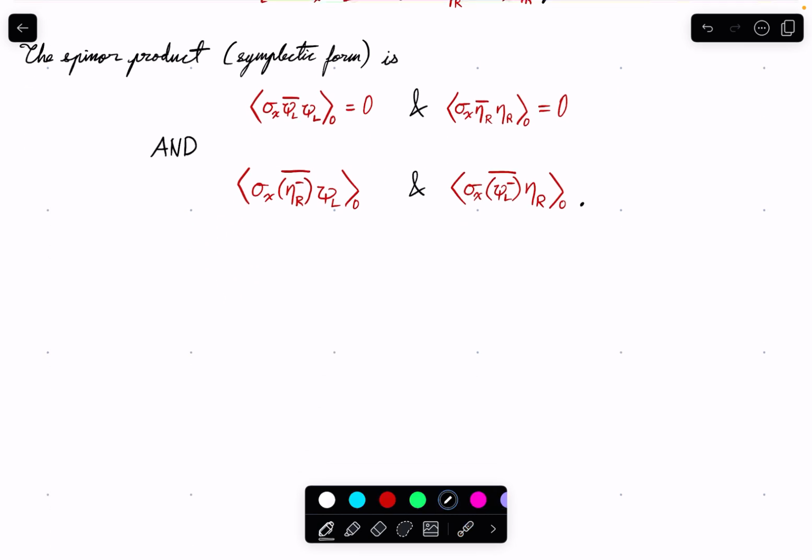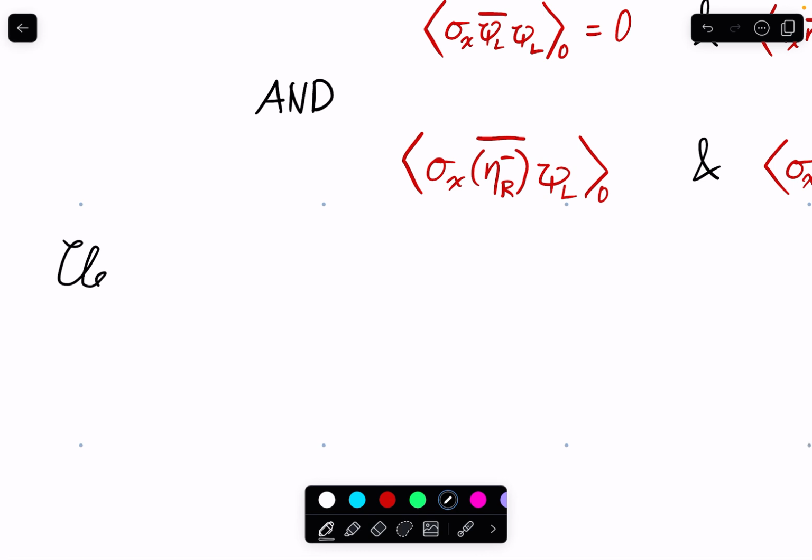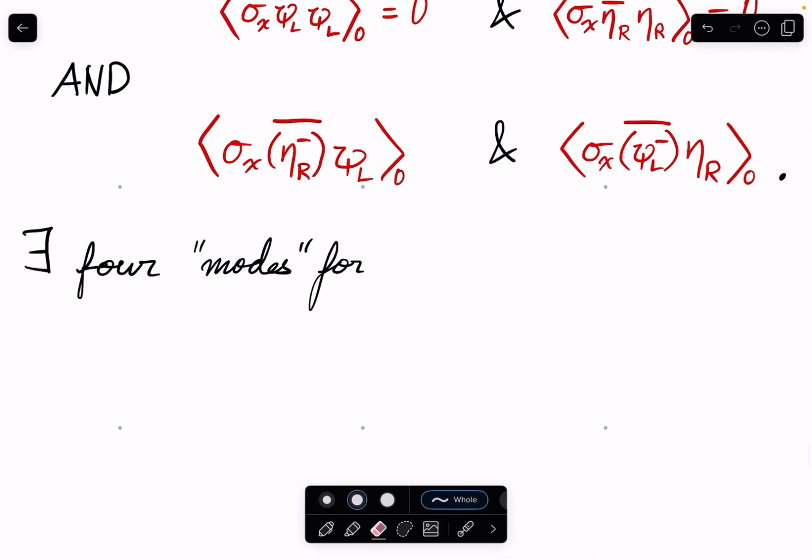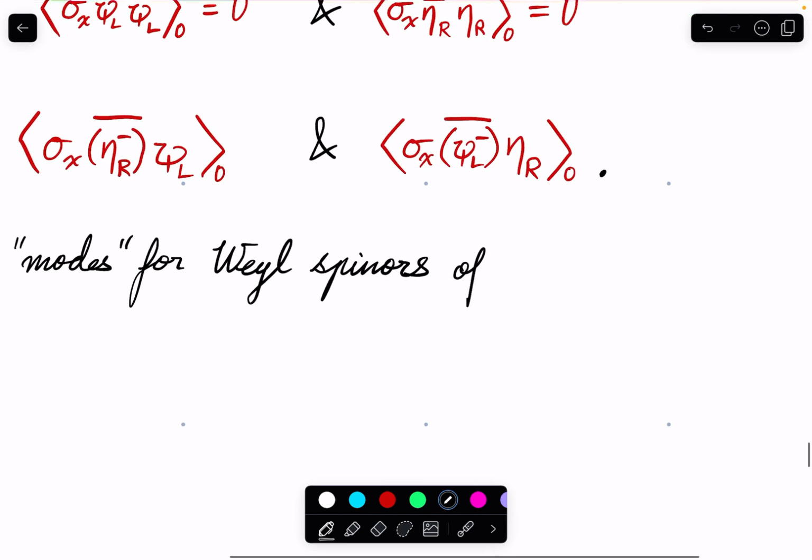Clearly, there exist four kinds of modes for Weyl spinors, of which we must keep track.